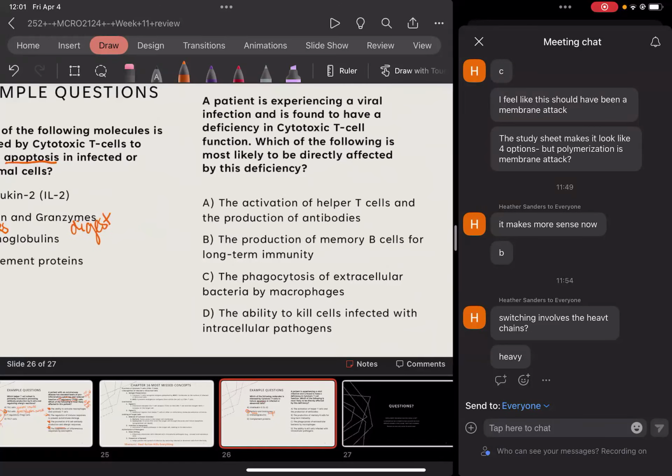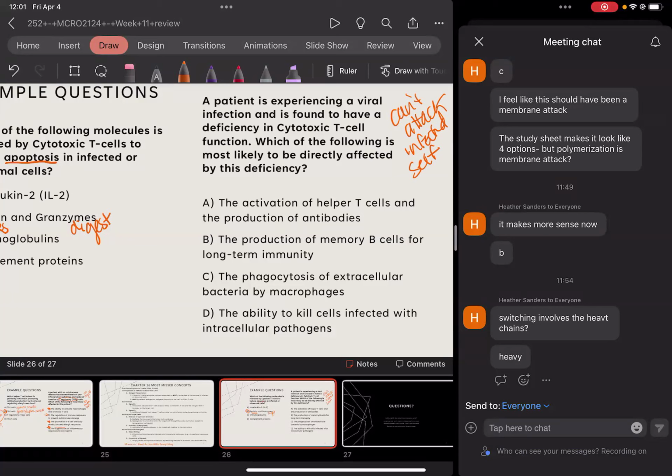All right, our next question. A patient is experiencing a viral infection and is found to have a deficiency in cytotoxic T cell function. So the cytotoxic T cells were found to not be able to attack infected self cells. So which of the following is most likely to be directly affected by this?